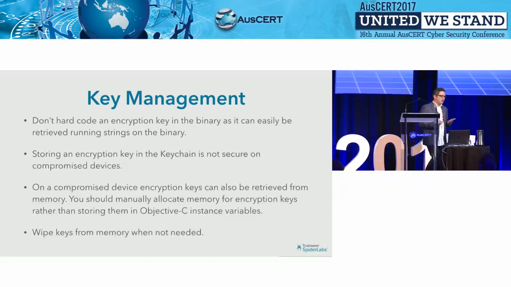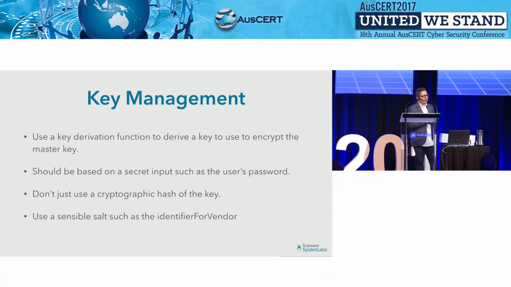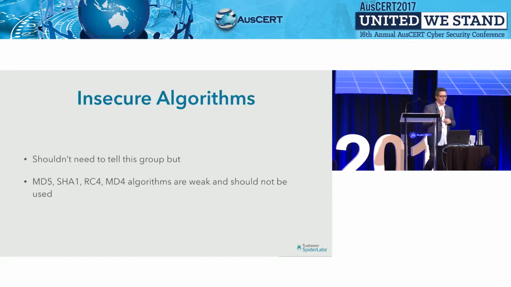Wipe keys from memory when not needed, obviously. Use a key derivation function to derive a key to use to encrypt the master key. It should be based on a secret input, such as the user's password. Don't just use a cryptographic hash of the key. Use a sensible salt as well, such as the identifier for vendor, which is like a unique UUID for your app.